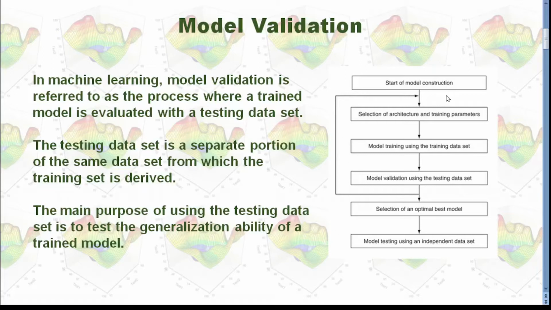After we construct our initial model, we come here to train the model, validate the model, and then go back and adjust the parameters and start the training and validation process again. After we finish this training and validation process, we will select the optimal best model, and then we will perform model testing.